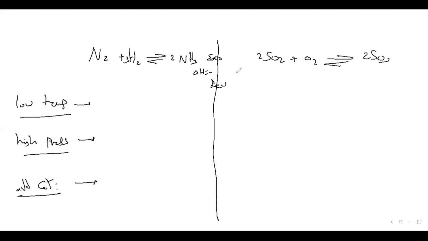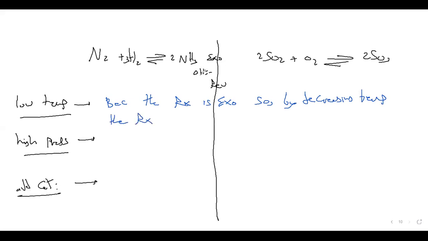The first one, why are you using low temperature? Because the reaction is exothermic. So by decreasing temperature, the reaction moves forward and more yield is produced.